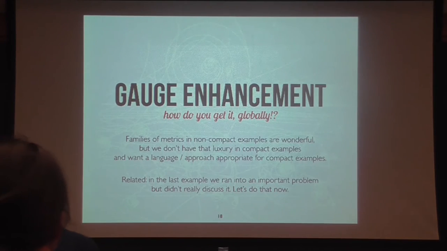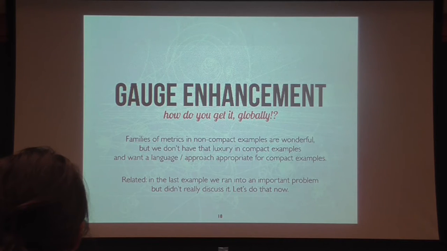Okay, so gauge enhancement, how do you get it globally? So families of metrics in non-compact examples are really great, but we can't do that in compact examples because we don't know the metric. And what we want is a language or approach that you could, with our results now and with further results in the future, apply in compact examples. So I don't want to use a local language. I want to use a global compact language.